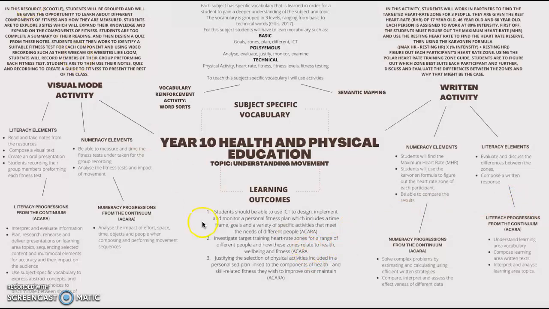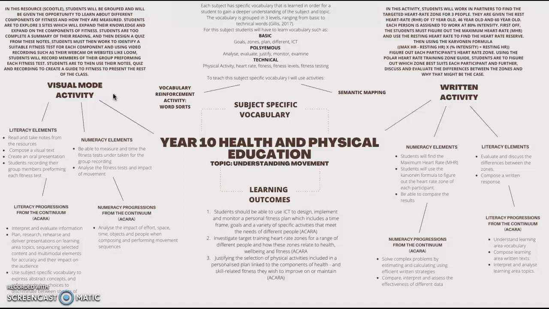For learning outcome number 2, I want the students to participate in a visual mode activity. And in this visual mode activity, students will be given a resource where they're grouped and will be given the opportunity to learn about different components of fitness and how they are measured. Students are to explore 3 sites which will expand their knowledge and expand on the components of fitness. Students are to complete a summary of their reading and then design a quiz from these notes.